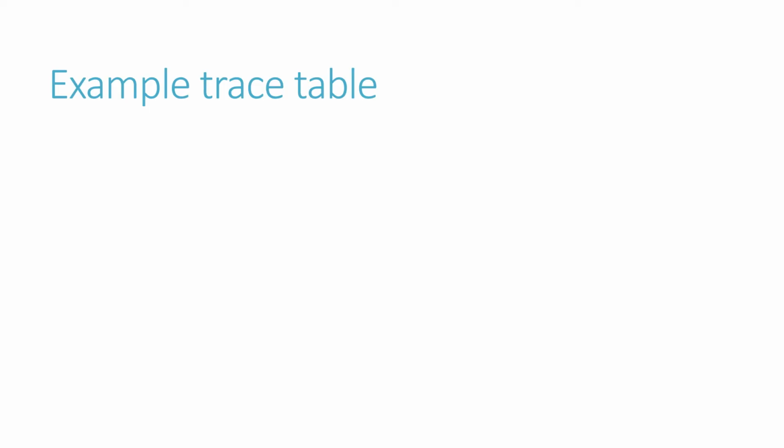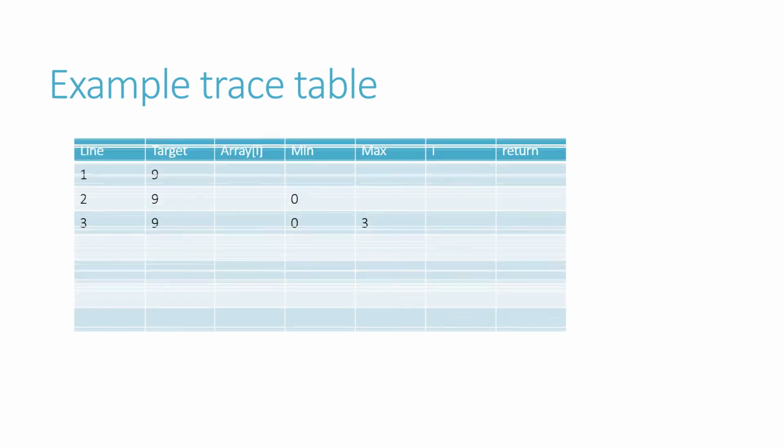So start to build a trace table. You can build it to match the pseudocode algorithm that I provided because that's got numbered lines and that makes it easier. Remember how we build a trace table, a column for every variable. So let's just see how that might start.